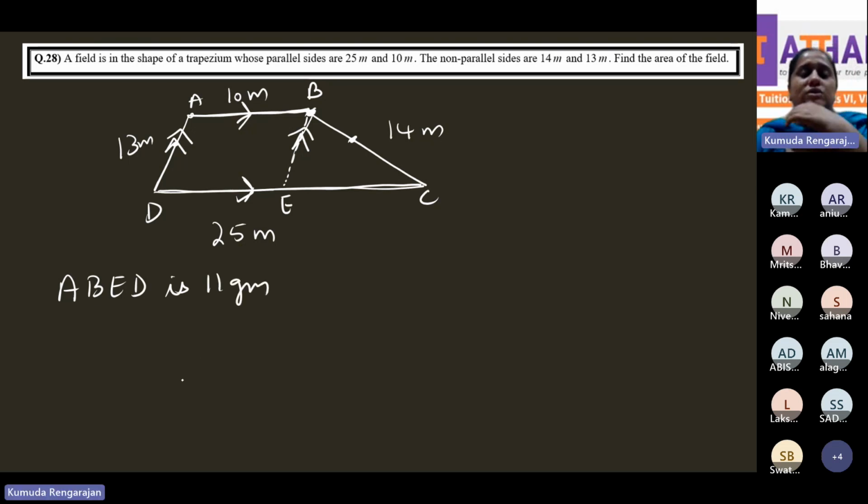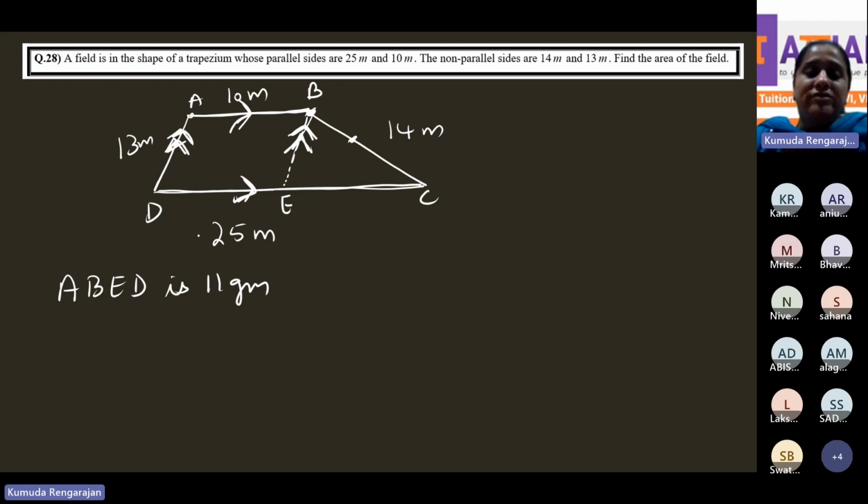This one is a parallelogram because both pairs of opposite sides are parallel. See, this is already parallel to this. Now by construction, this is parallel to this. Therefore, ABED is a parallelogram because both pairs of opposite sides are parallel. That is step one. Step two, apply the properties of a parallelogram.